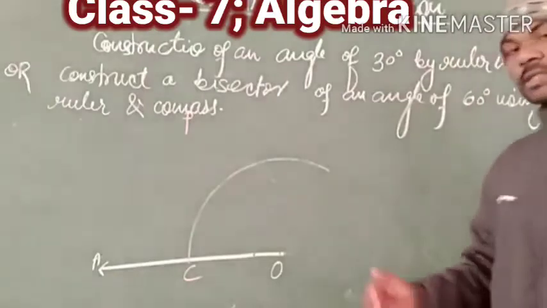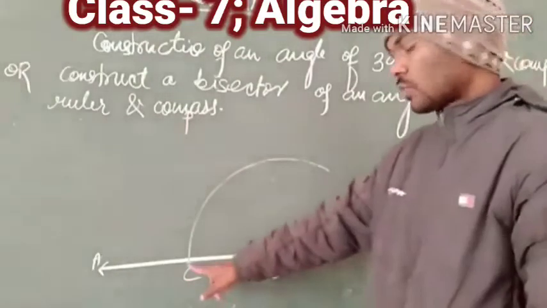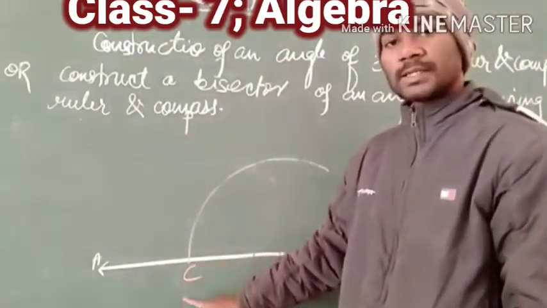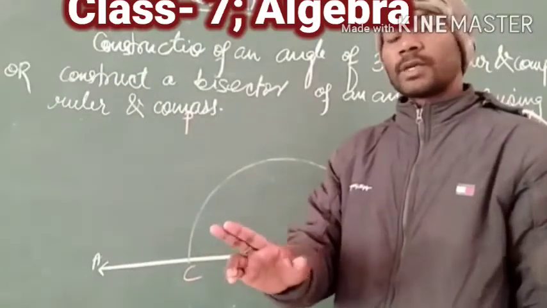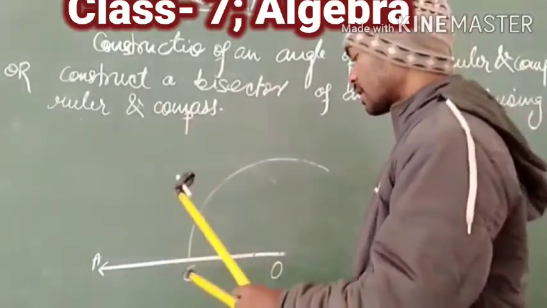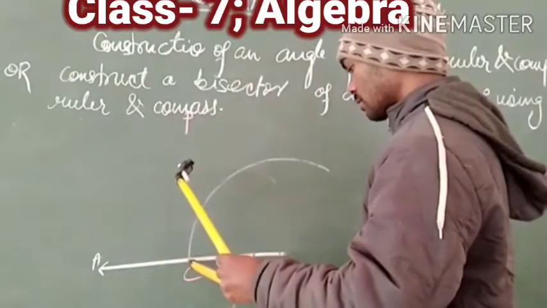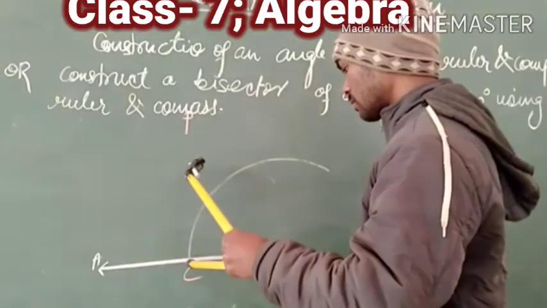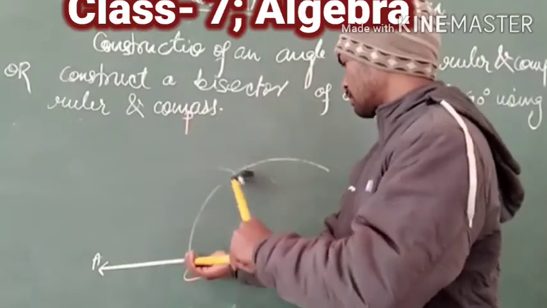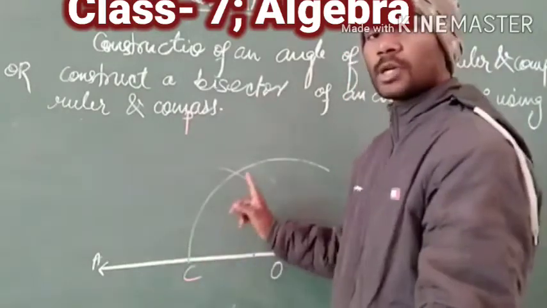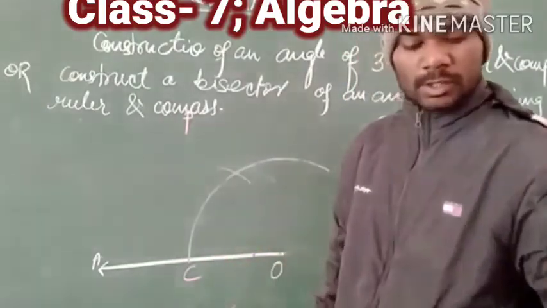Okay, in the next step, take C as a center and the same radius, draw another arc which cuts the first arc. Okay. Now join this point to the point O.